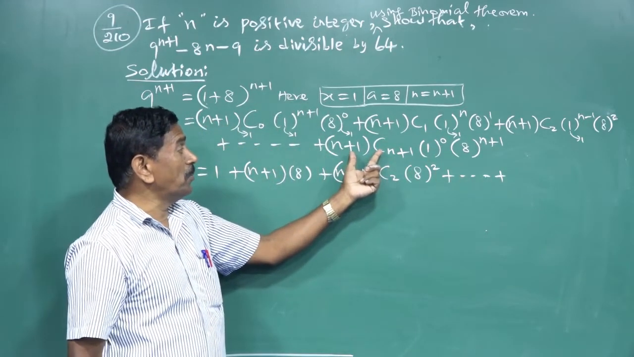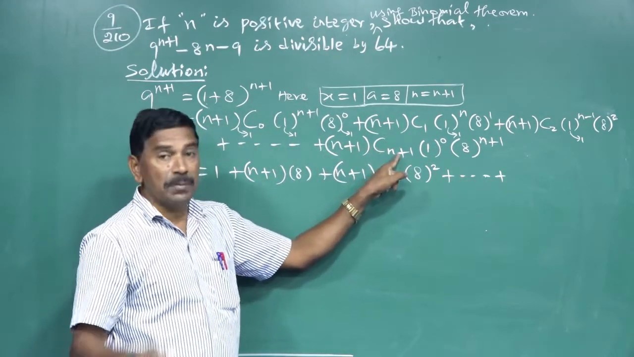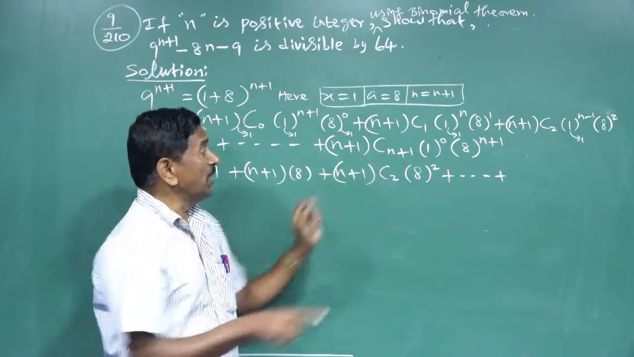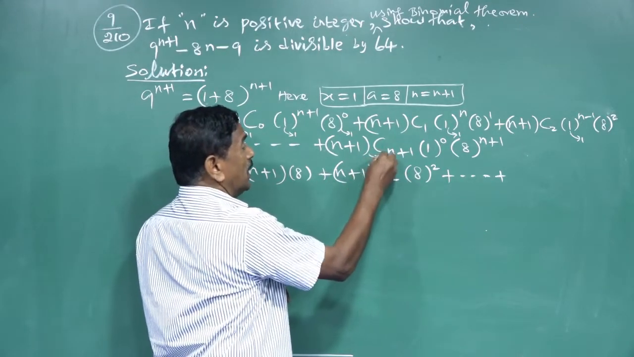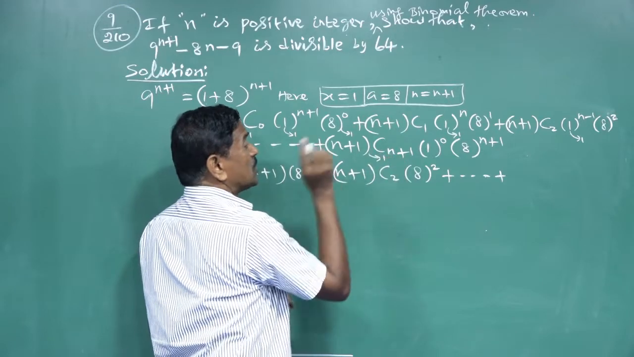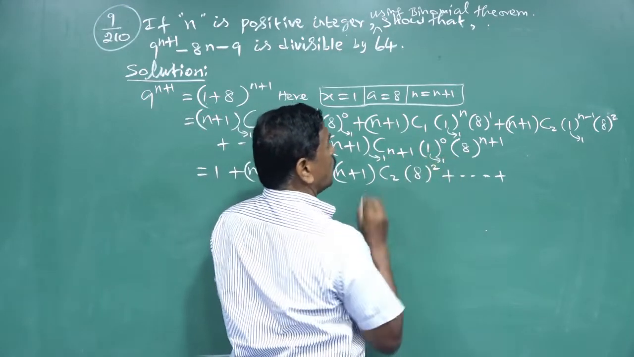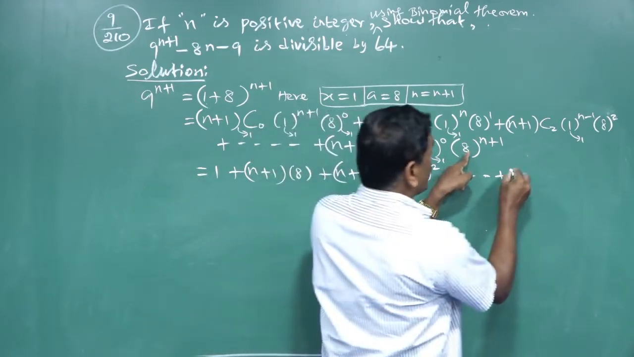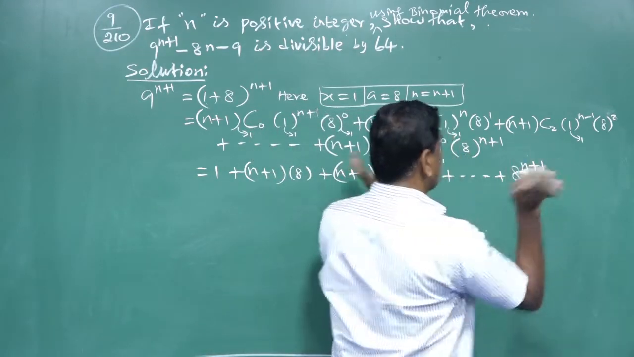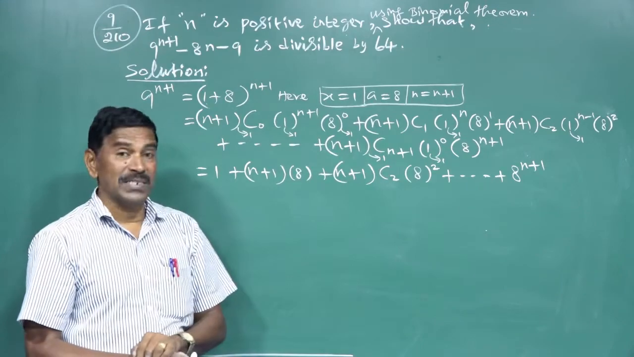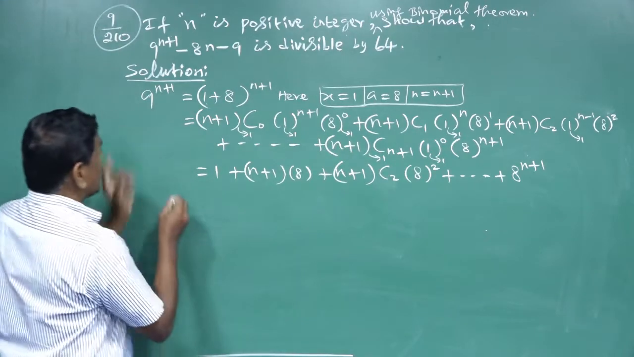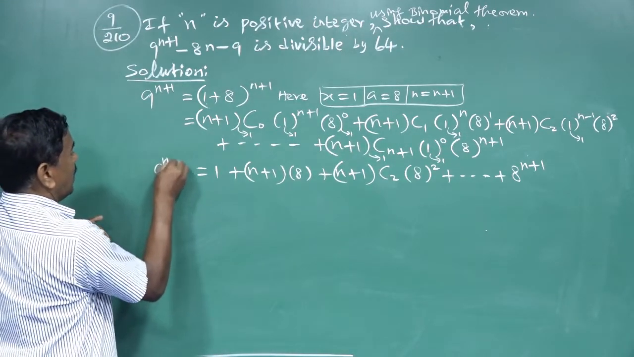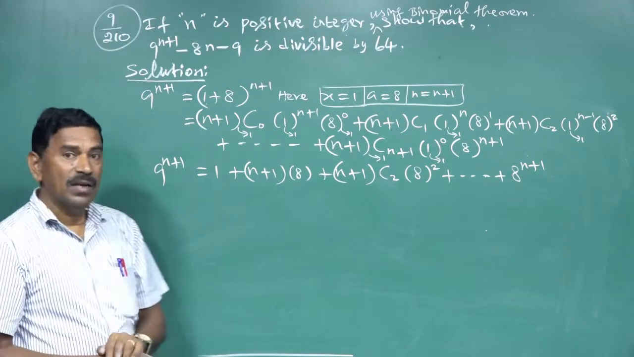Listen, it is of the form nCn, because the first number and the suffix number are equal. So that is why nCn tends to 1. 1 power 0 tends to 1. Remember that it is 1 into 1 into 8 power n plus 1. So 8 power n plus 1 as it is. Now whose left hand side is 9 power n plus 1. Up to this correct.